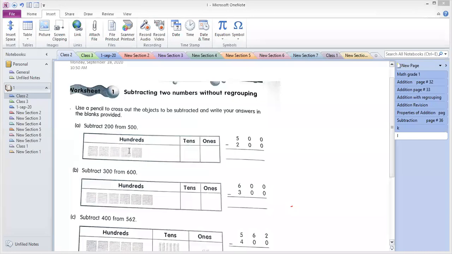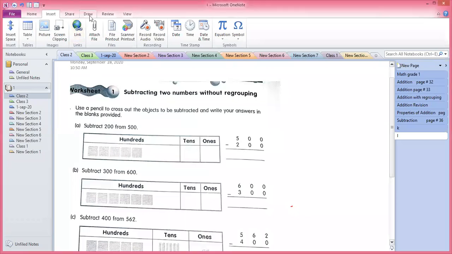You can check from the figure also. I don't need to cut anything from tens and ones because they don't have anything. So 0 out of 0 is 0. And 5 minus 2? 5 minus 2 is 3.